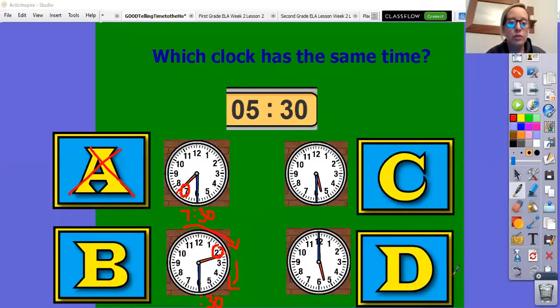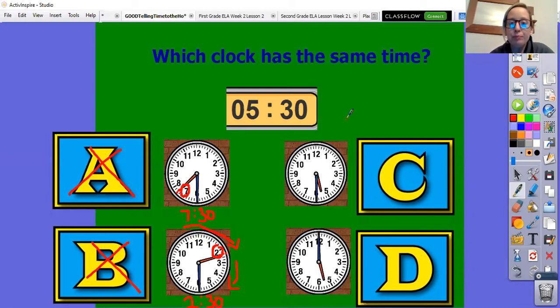So the number right before is 2, because we know 2 comes before 3. So that time says 2:30. So it's not that one, is it? No. Okay, let's look at this one.